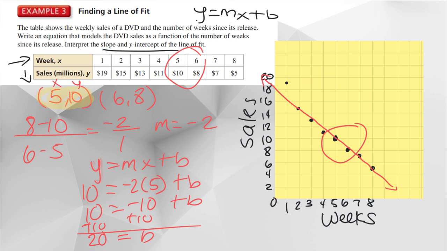So I already know that my equation is going to be y equals -2x plus 20. What can I understand with that? I'm having a negative... what? A negative correlation.